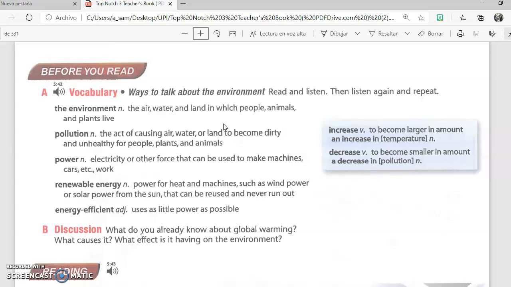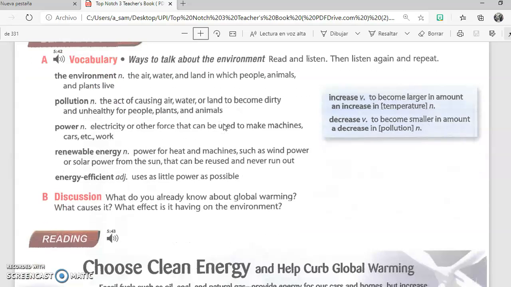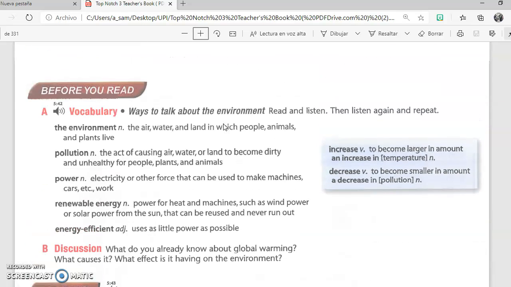Okay, it's good for conversation. So we have here energy efficient, uses as little power as possible. Renewable energy, power for heat and machines such as wind power or solar power from the sun that can be reused and never run out. Power, electricity or other force that can be used to make machines and cars work. Pollution, the act of causing air, water, or land to become dirty and unhealthy for people, plants, and animals. Okay, there you have that information.